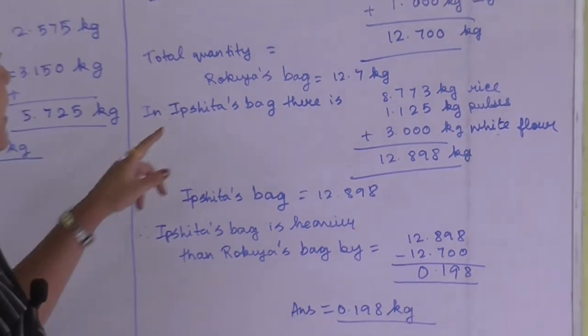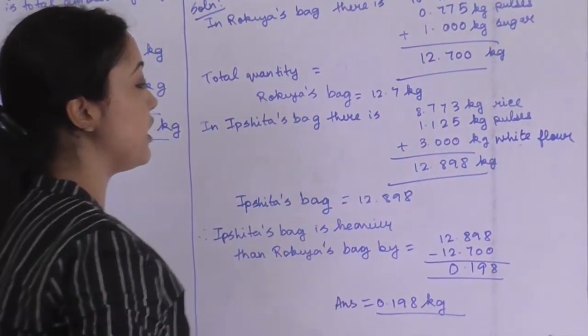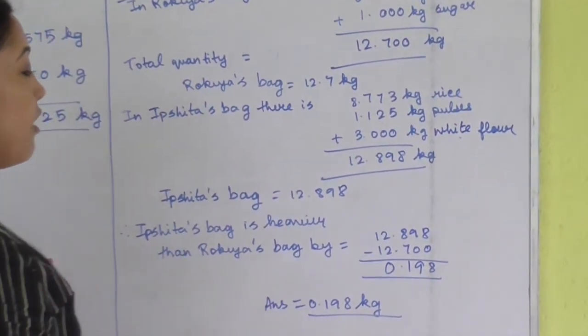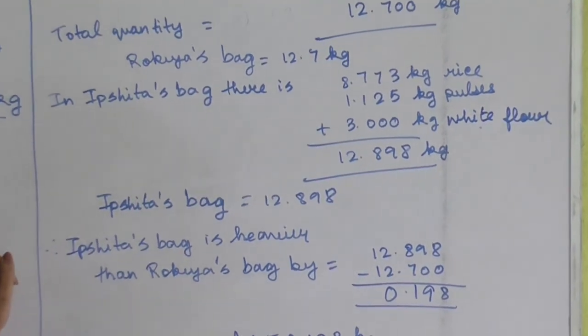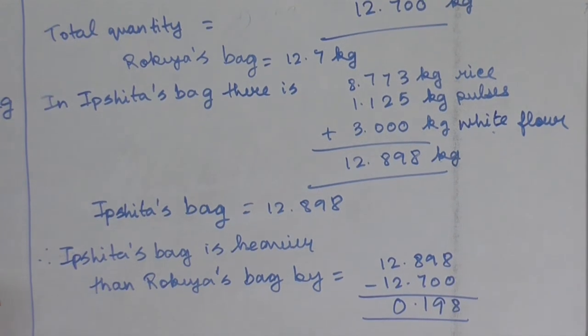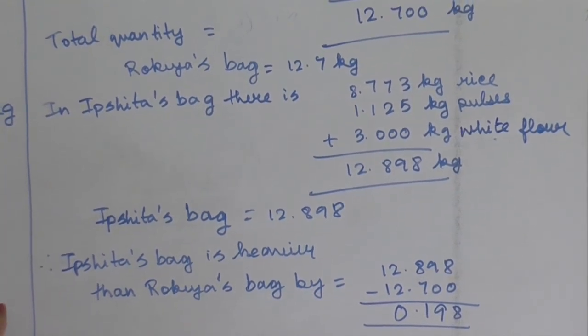Now you can see that the total weight of Rokeya's bag was 12.7 kg and Ipshita's bag weighed 12.898 kg. So obviously Ipshita's bag is heavier. So how much heavier is Ipshita's bag than Rokeya's bag? What you have to do is just subtract.